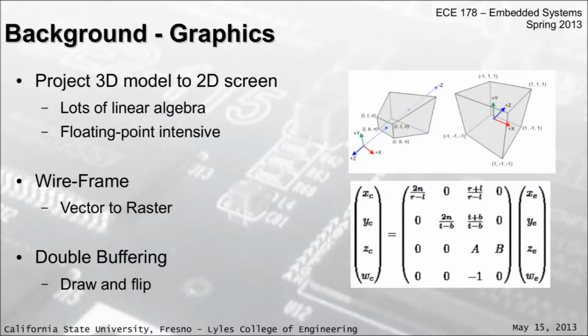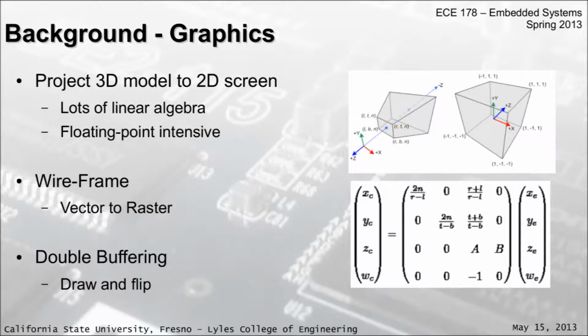So a bit of background on the graphics. We're projecting a 3D model, in the case of this project, a cube, to a 2D screen. There are a number of points in 3 space. However, we're trying to get them into 2 space. And there's a lot of linear algebra involved, matrix multiplication. You can actually see on the lower right-hand corner of the screen, there's a perspective transformation multiplying a set of homogeneous coordinates in 3 space, converting them into 2 space.